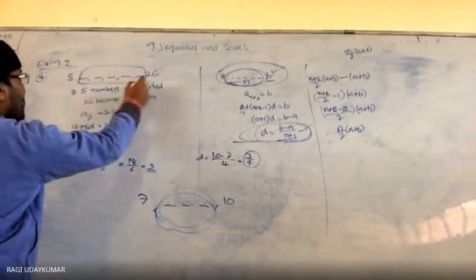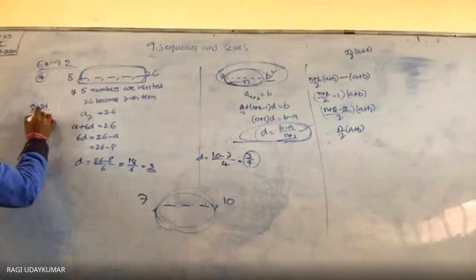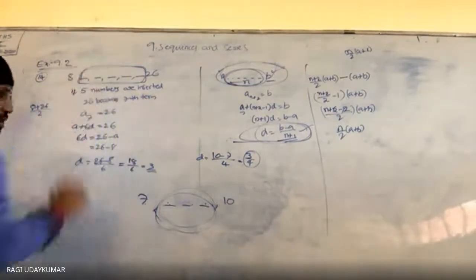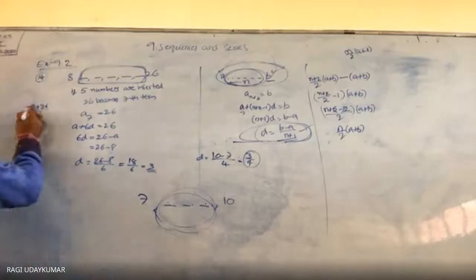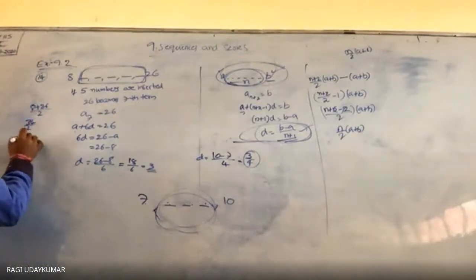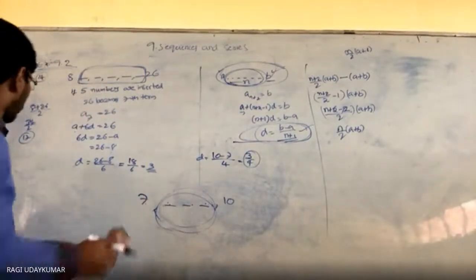What will be the sum of these numbers? Can anyone tell? 8 plus 26 by 2. Check after you get the answer. Add the 3 here, I will show it to you. 8 plus 26 is 34, by 2, 34 by 2 is 17. The sum of all the numbers comes to 17.